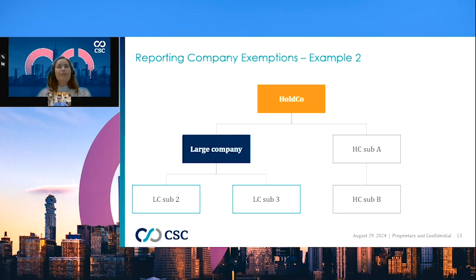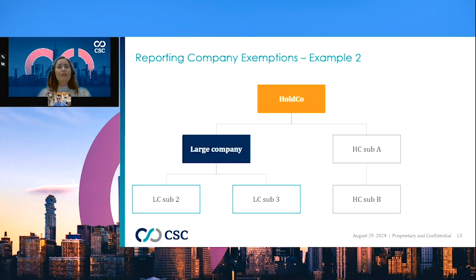Final example, here we have a wholly owned corporate structure, but the entity qualifying for the large company exemption is not the ultimate parent. This can easily happen when, like here, the main operating company, large company, is held by a holding company with no employees of its own. Perhaps the enterprise also has a few subsidiary companies owned by the holding company rather than the large company. The key thing to understand in this example is that neither the large company exemption, the subsidiary exemption, or the inactive company exemption apply to Holdco.